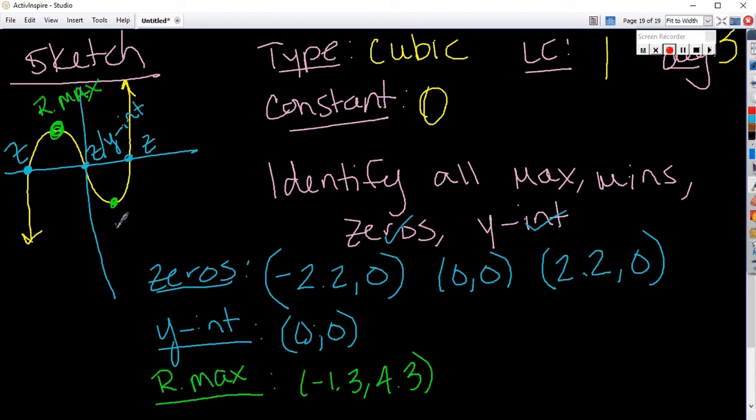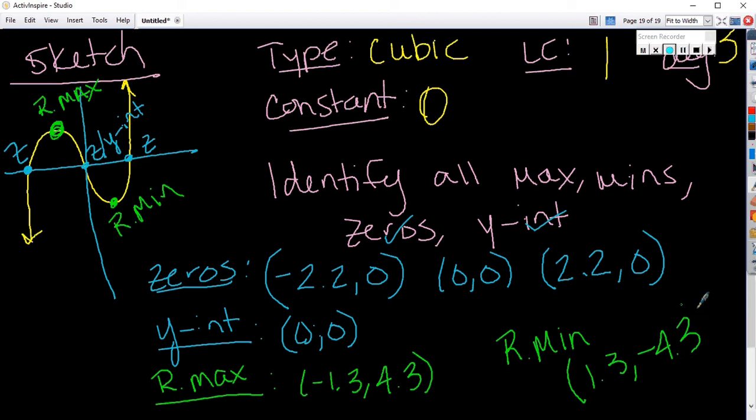All right, how about minimums? Relative, exactly. Armin, what are the coordinates there? 1.8 and then negative 4.6. That's right. It's symmetrical, so they're the same, just different signs. I think I'm going to leave it there for today. That's kind of a lot.